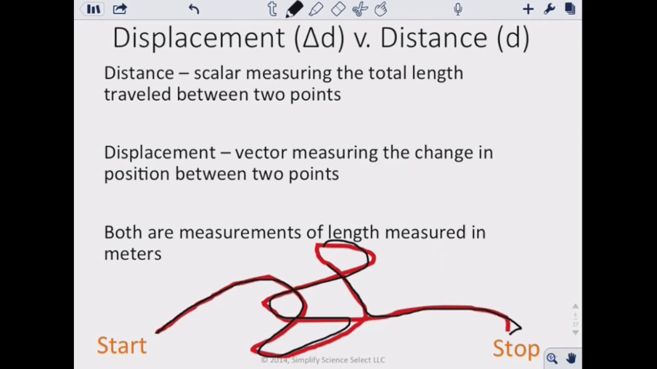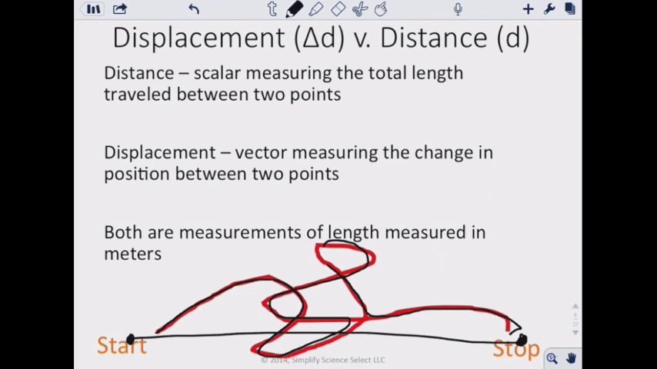You can think of distance as if you use a Garmin watch to run, or your iPhone to calculate your running. That's distance. It's the total traveled. Now the displacement is a vector measuring the change in position between 2 points. So the vector would be from start to stop. Both are measurements of length, and they're measured in meters.